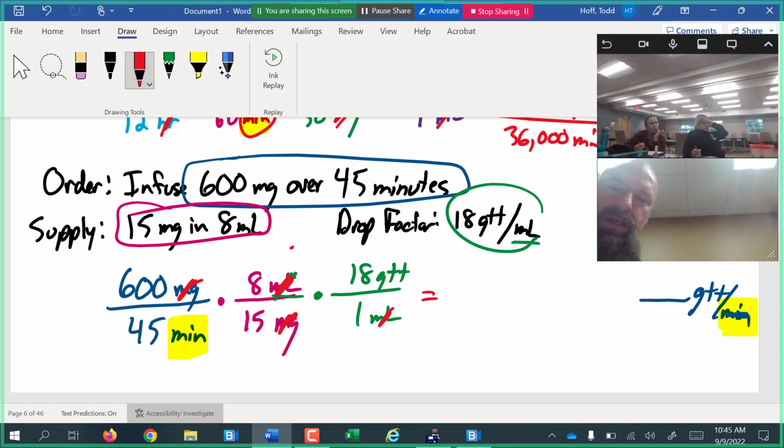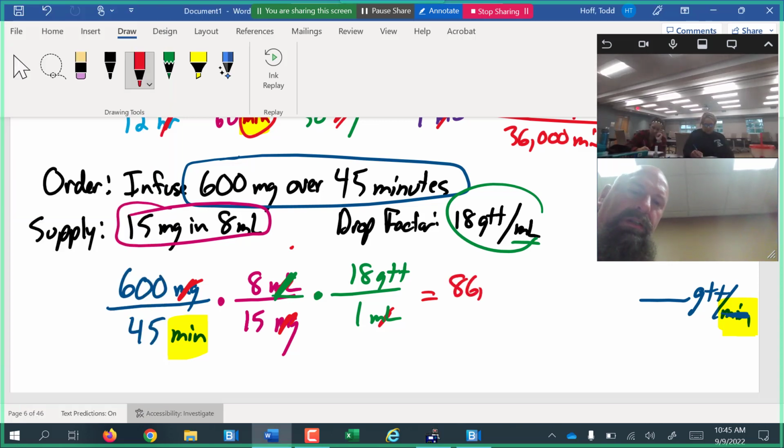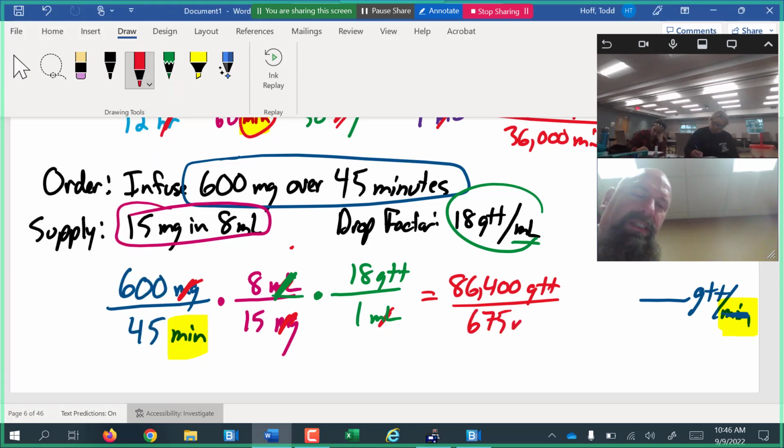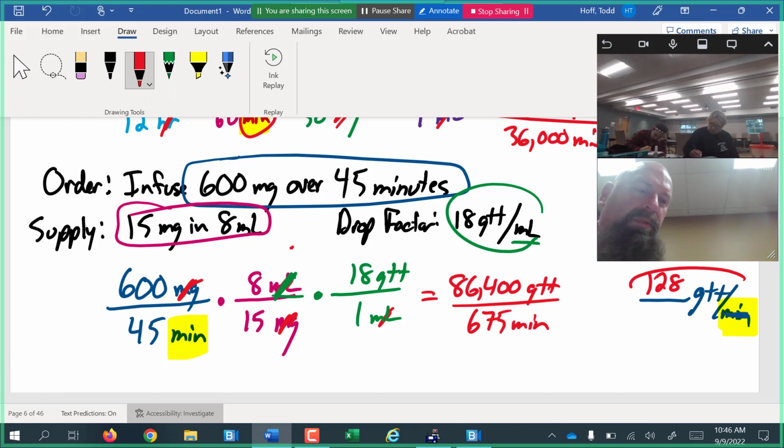So on top, we have 600 times 8 times 18 is 86,400 drops over 45 minutes times 15 is 675 minutes. And we just have to divide that out. 86,400 divided by 675 is 128 drops per minute. That one's flying along a bit.